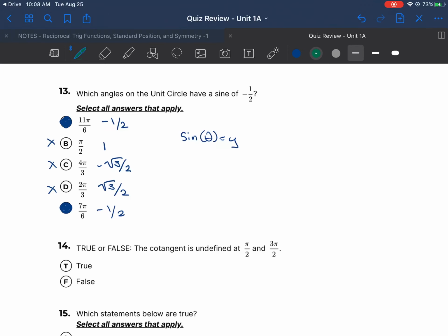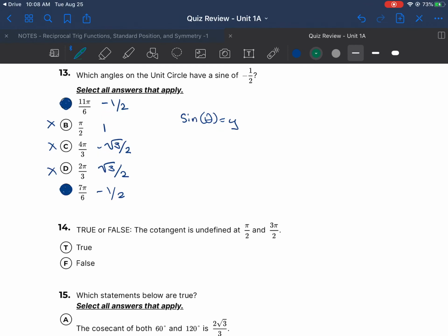All right, number 14. True or false? The cotangent is undefined at pi over 2 and 3 pi over 2. So at pi over 2, we have the coordinate 0, 1, and at 3 pi over 2, we have the coordinate 0, negative 1. When we talk about the cotangent, remember that the cotangent is the cosine divided by the sine, because it's the reciprocal of the tangent. Let's write that down here. Cotangent of an angle is equal to the cosine of that angle divided by the sine of that angle.